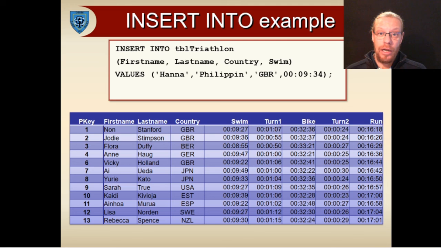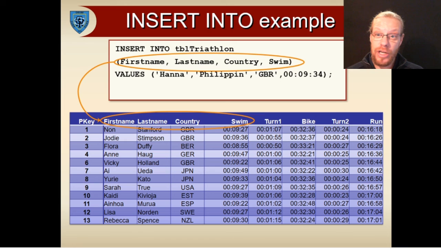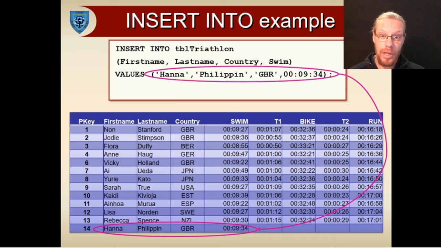Here, we'll be adding a new competitor to the table. We're not adding data in all the fields, just first name, last name, country, and swim. The values are placed in the specific fields identified in the insert into statement. In this example, the primary key is automatically generated, but if this was not the case, then an appropriate value for the primary key, such as a competitor identification number, would also have had to be included.